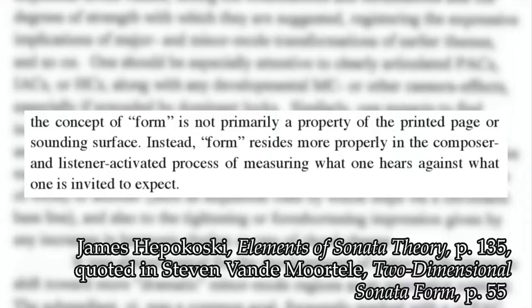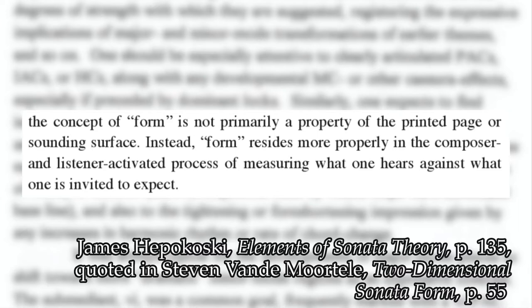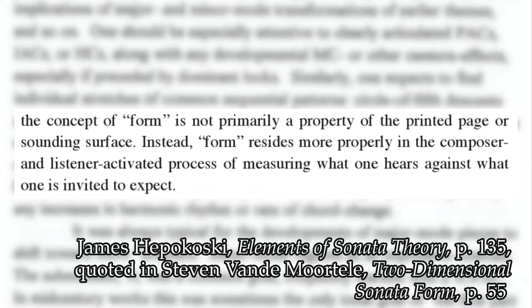They propose that sonata form is a series of typical choices made at particular junctures within the form. Composers default to more common avenues when they get to these areas, and there are different levels. There's a first level default, which is the most common thing. Second level default is still used, just not as common, and then so on. If you choose to do something completely original, that's called a deformation. Form, for Hepokoski, resides more properly in the composer and listener activated process of measuring what one hears against what one is invited to expect.